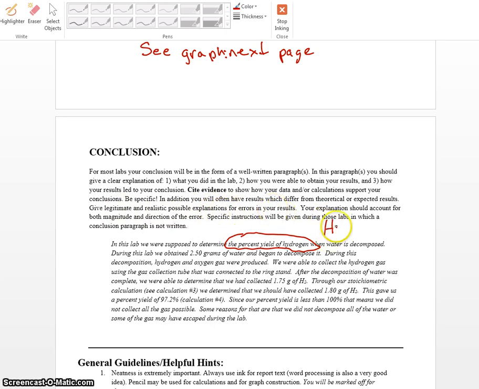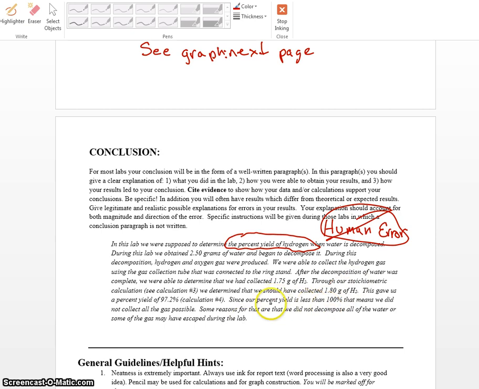Do not use these two words, please. Okay? That means nothing. You are a human and you make mistakes, so any mistake you make is human error. You need to be more specific about what error was involved in your particular experiment.